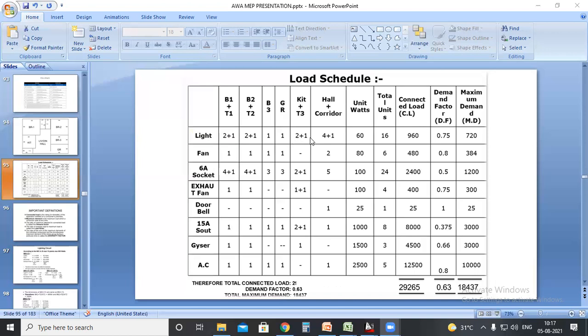We have 2 plus 1 light fixtures in the kitchen and 2 plus 1 socket points in the kitchen plus toilet 3, and exhaust fan 1 plus 1. So how many circuits will be required in the kitchen?